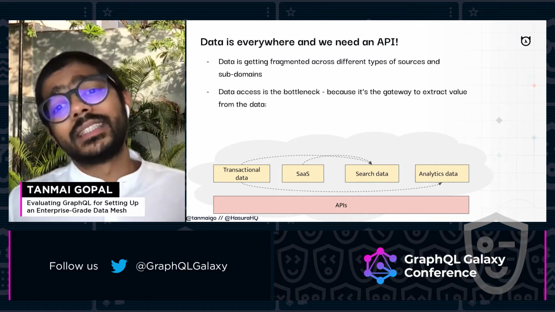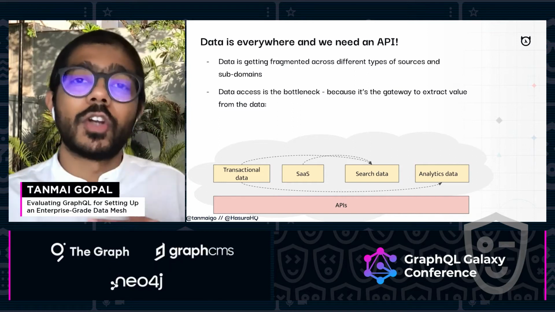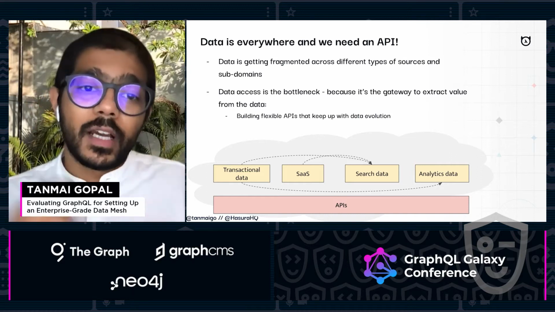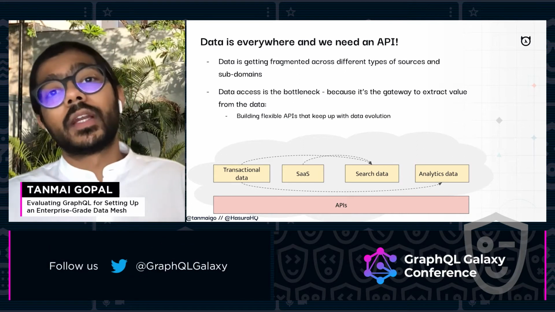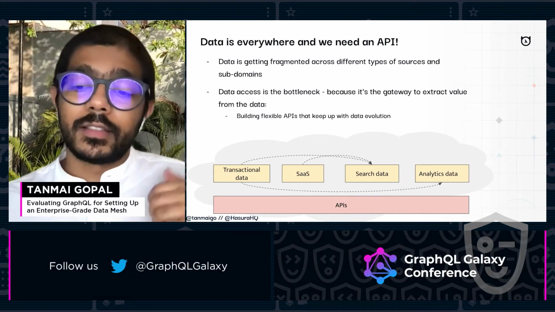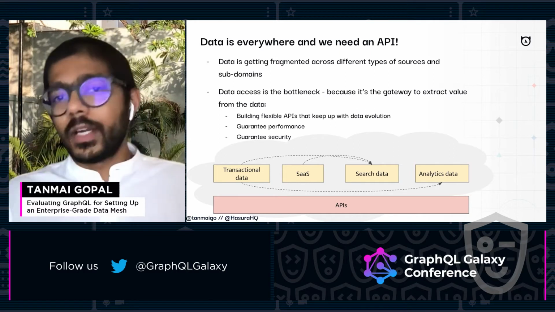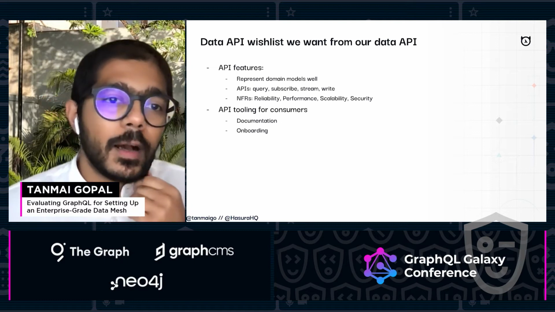When we think about this API, that's the bottleneck, because somebody needs to build this API, somebody needs to talk to multiple different types of sources, and you need to make sure that the API is continuously keeping up with the underlying evolution that's happening. And of course, you want an API experience that guarantees a certain amount of performance and security to you, right?